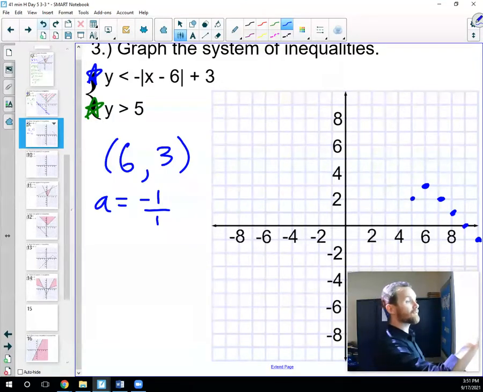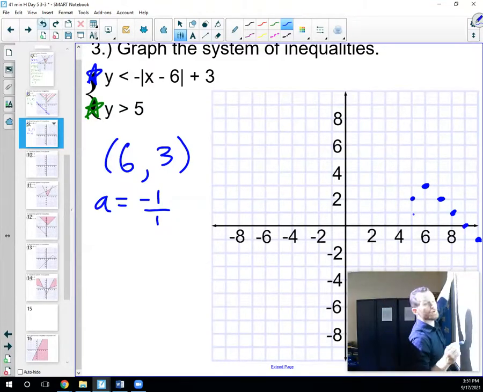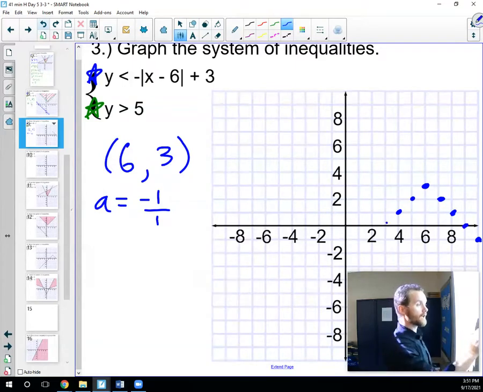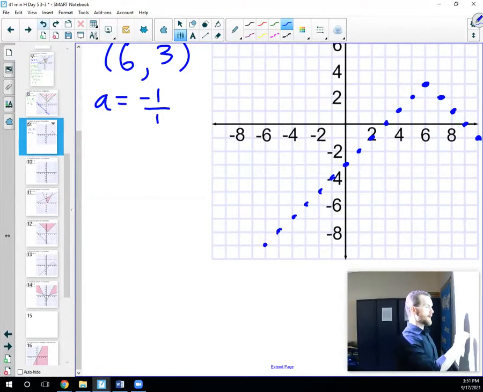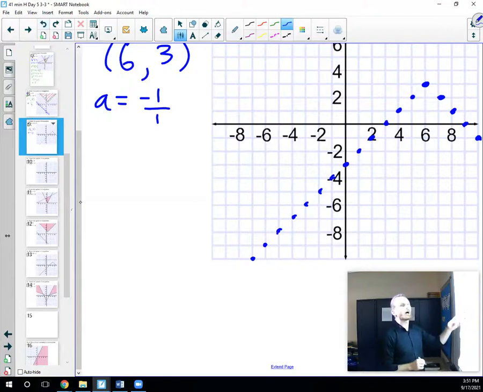So we go down 1 and left 1 to create our V, the mirror image of the other side of the V, as many times as we can. Need a little bit more space here. And there we go. Okay.